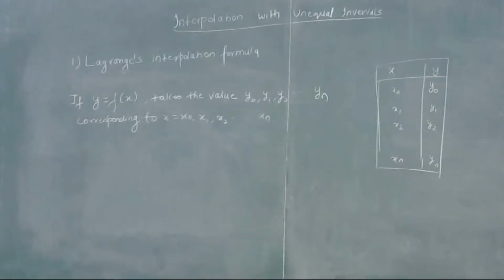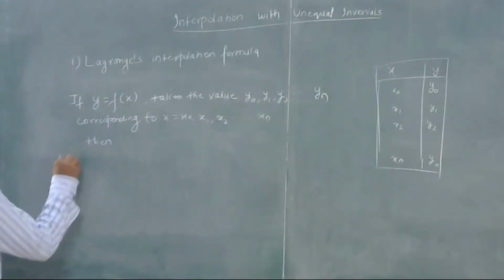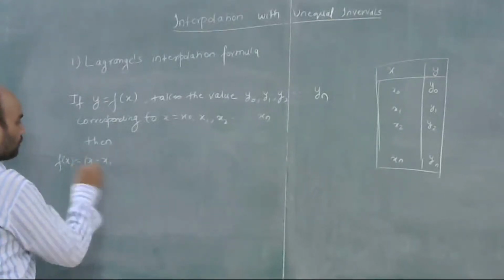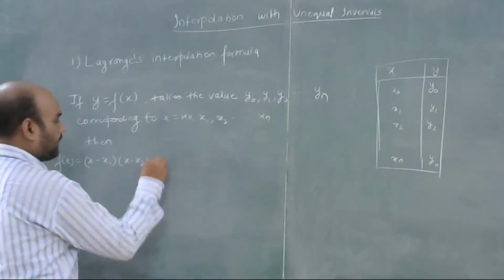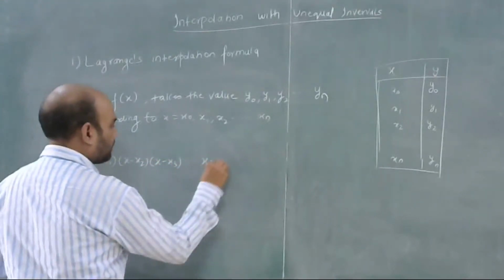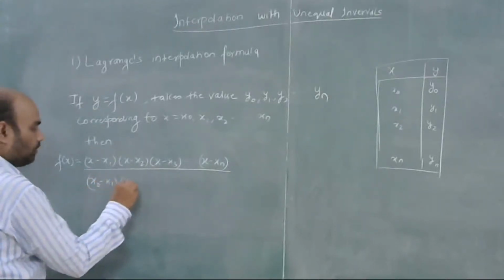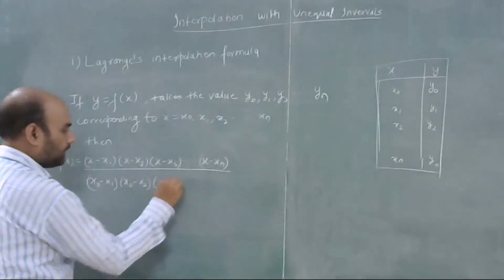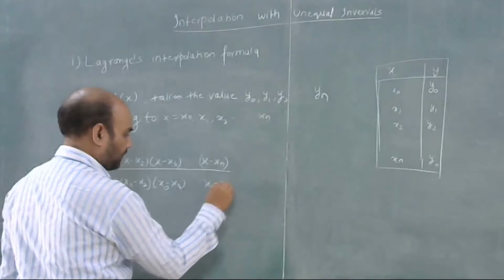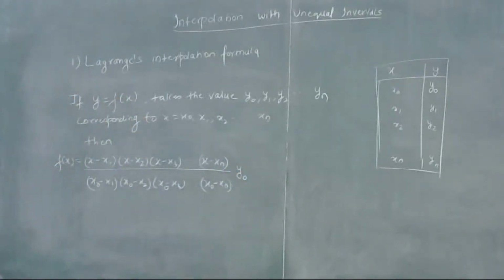According to this interpolation method, f of x is equal to (x minus x1)(x minus x2)(x minus x3) and so on up to (x minus xn), whole divided by (x0 minus x1)(x0 minus x2)(x0 minus x3) and so on up to (x0 minus xn), into y0. So the first term is this.